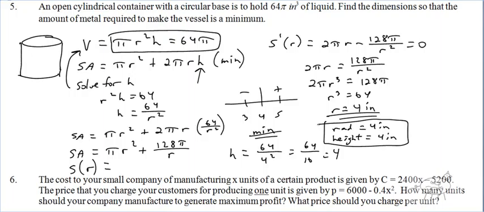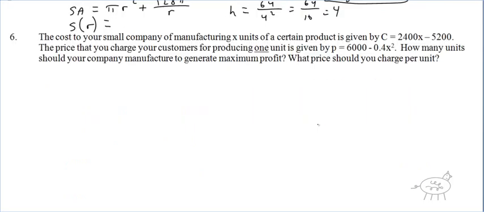All right. Once again, do I need to check endpoints? Nope, I sure don't, because again, you can't have a dimension of something like this be 0. Doesn't make sense. So those are our two values. Okay. All right, last problem here.